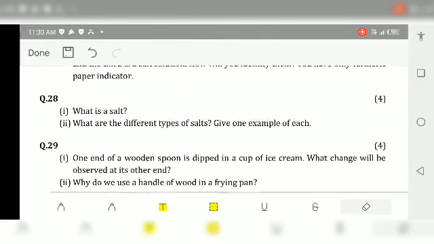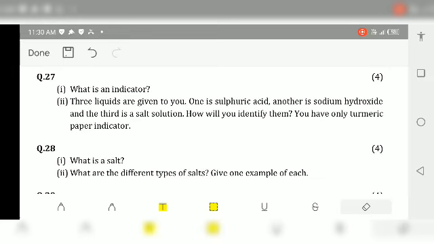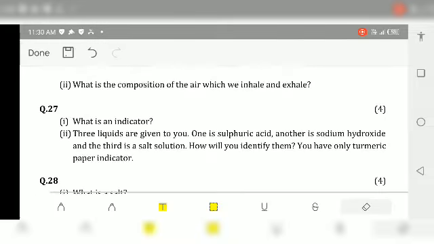Next, what is an indicator? Three liquids are given to you. One is sulfuric acid, another is sodium hydroxide, and the third is salt solution. How will you identify them? You have only turmeric paper as an indicator.